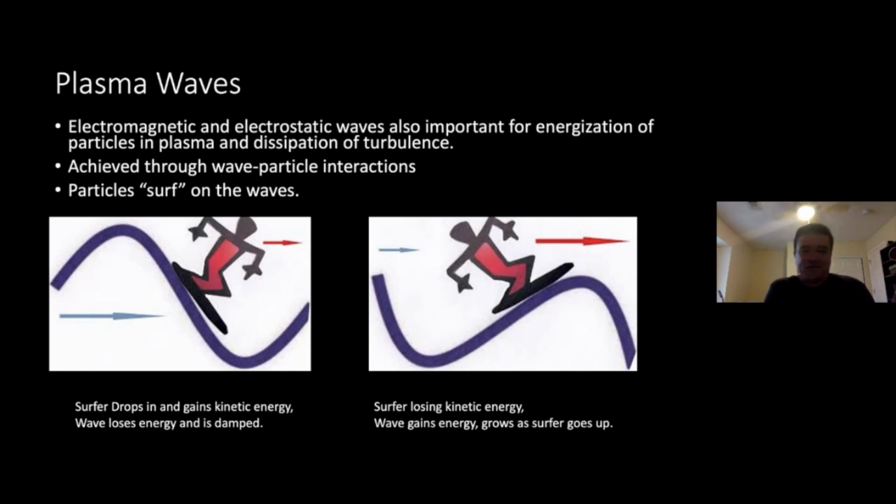Essentially, the particles are surfing on the waves. So on the left here, you can imagine your surfer is an electron or a proton, and it encounters a wave, and in this case on the left, it's surfing down the wave. So the particle is gaining kinetic energy as it surfs down the wave, while the wave loses energy. So we say the wave, the electromagnetic or electrostatic wave, becomes damped. On the right here, we have the particle surfing back up the wave, or pumping the wave. And so the surfer is now losing its kinetic energy, while the wave gains energy and increases in amplitude. So we call this damping on the left and growth on the right.